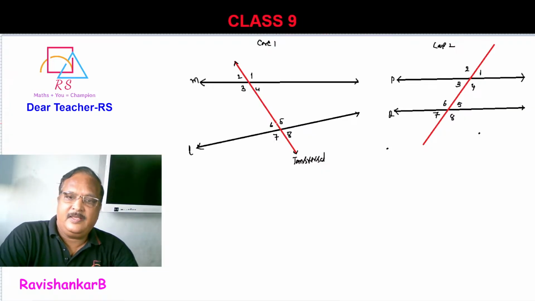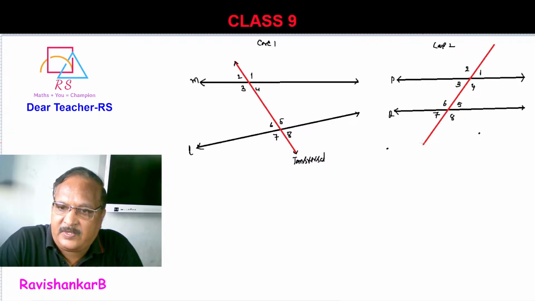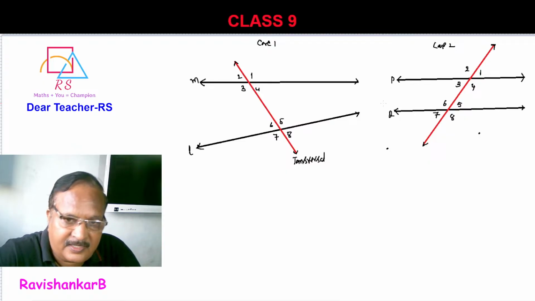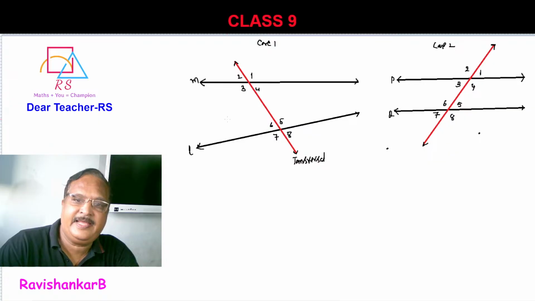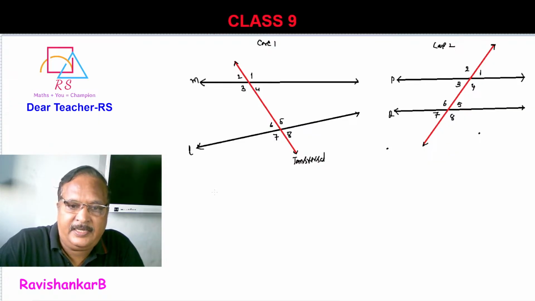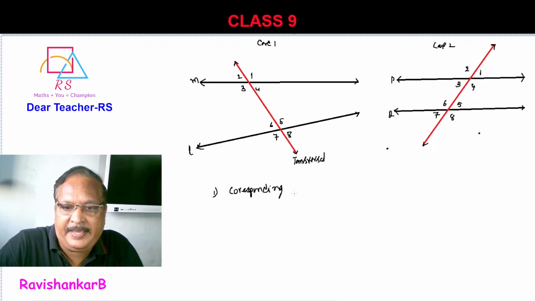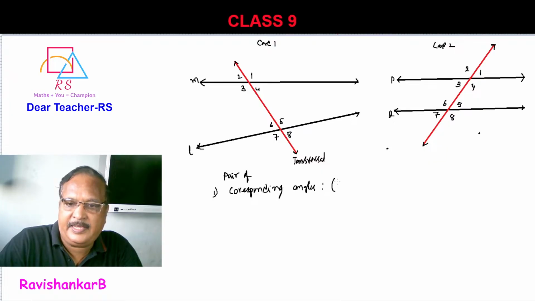So now, in both the cases we call this red color line a transversal. When a transversal intersects two lines, then 8 angles will be formed. Here a few specially named angles are there. First one, corresponding angles. Pair of corresponding angles. So here pairs of corresponding angles are angle 1 and angle 5.